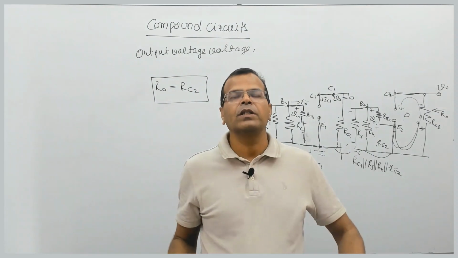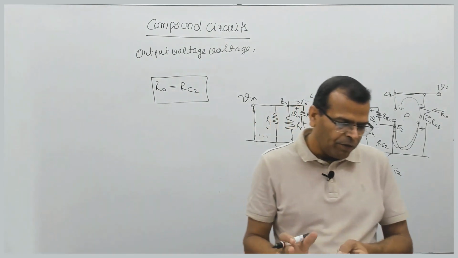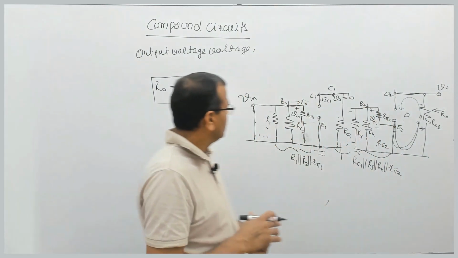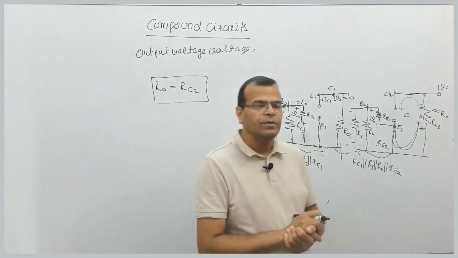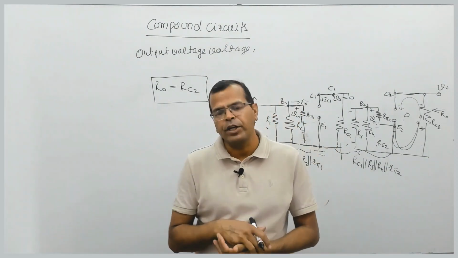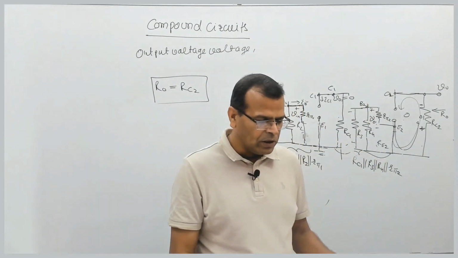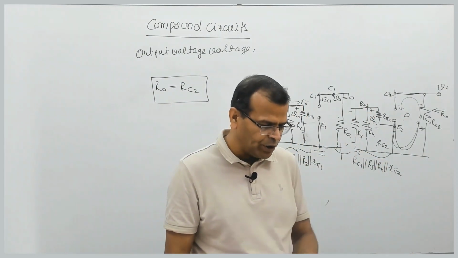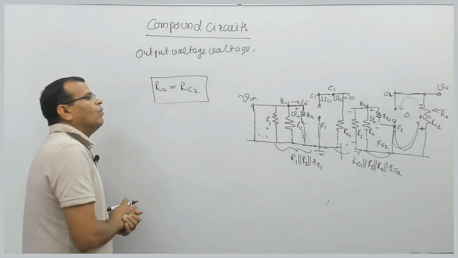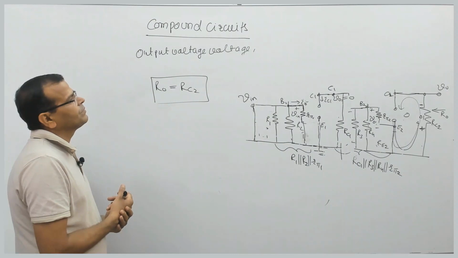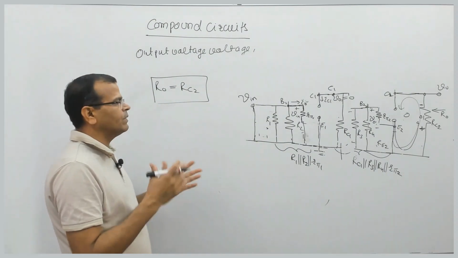So this is what we have talked about. We have talked about voltage gain, and not the current gain, rather the input impedance, and of course the output impedance. So this is the complete mathematical procedure to find the voltage gain, input impedance and output impedance of the circuit.